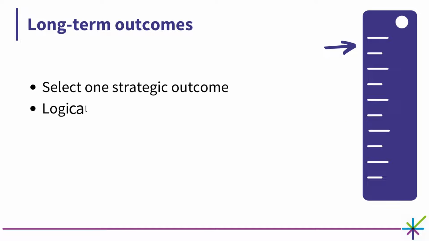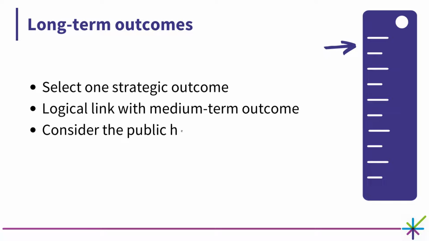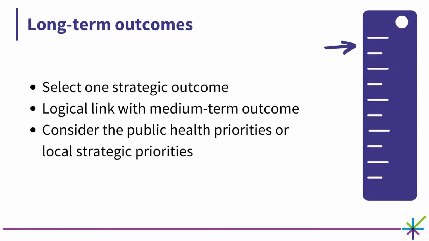Long-term outcomes. Then we suggest selecting just one strategic outcome. There should be a logical link between your medium-term outcomes and the strategic outcome. In the overall model, we have suggested choosing one of the public health priorities, but you may want to also consider local strategic priorities. The purpose of this is to show how your work contributes to longer-term outcomes around reducing health inequalities for people in Scotland. It might help to think about who you want to explain your work to.